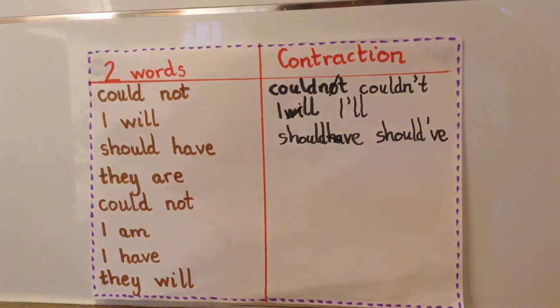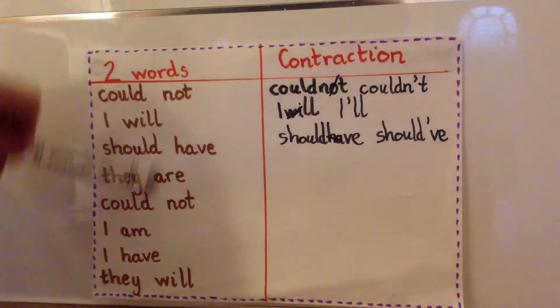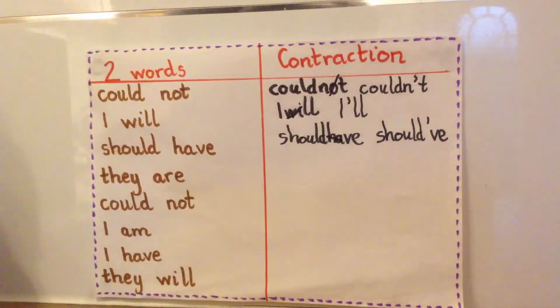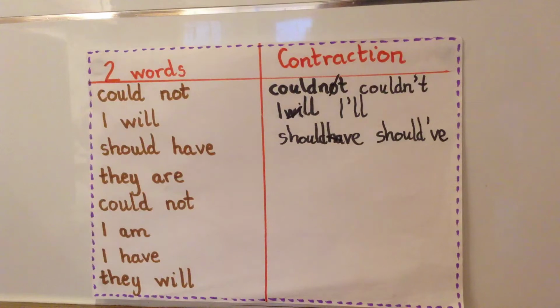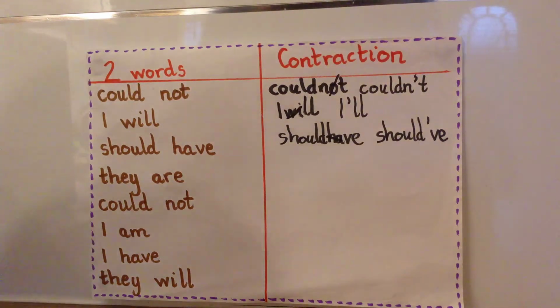Now what I would like you to do is, in a moment I'm going to ask you to press pause, and you're just going to copy this table onto a piece of paper. You're going to write the two words and then next to it the contraction or the shortened word, with, of course, your apostrophe in the correct place. When you come back, press play and we'll go over the answers. Right? Press pause now.